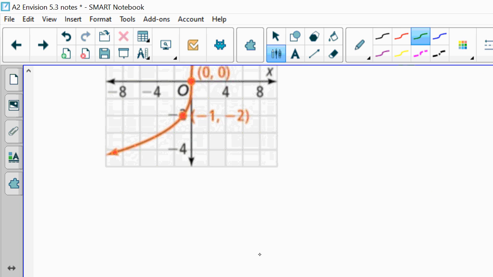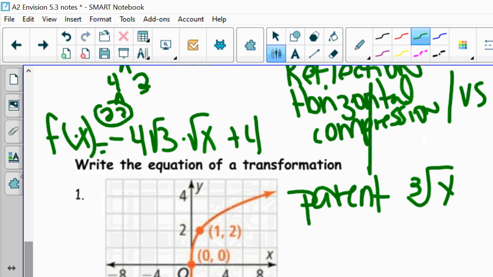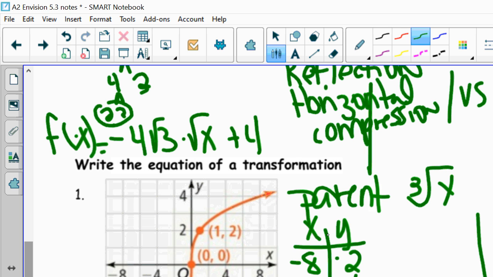Okay? So if I know that that was my parent, let's think about that one's xy table. So -8, -1, 0, 1, and 8 would have given me -2, -1, 0, 1, and 2. Right? So now let's just do the new xy table, the new one that we've got. We see we've got a 0, 0. I have a -1, -2, and a 1, 2. Okay? I see my x's didn't change, right? So I didn't move left or right any, and I didn't move up or down any.